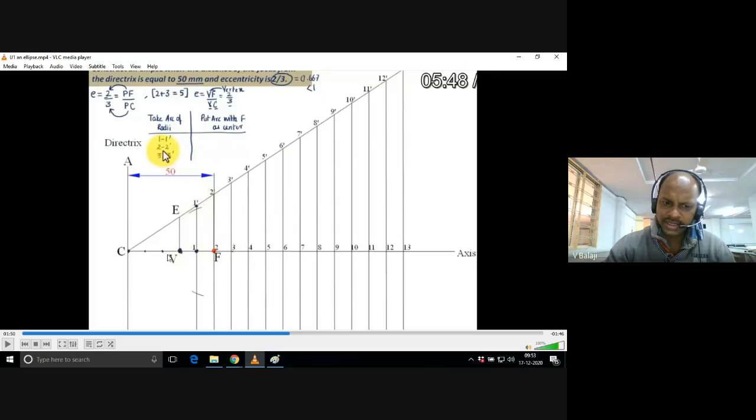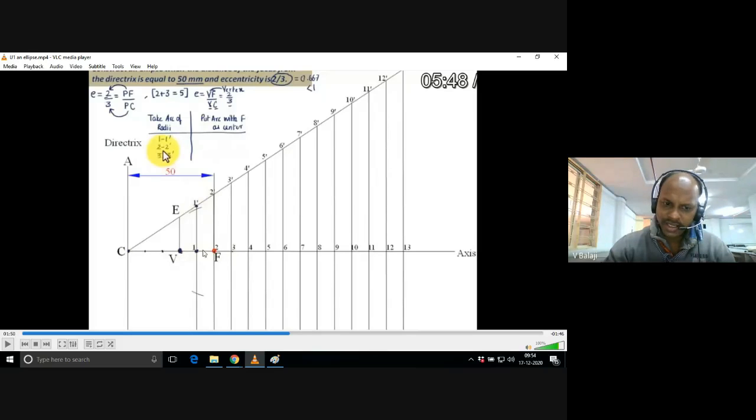While locating the vertex, here I have taken 2 parts leaving from the focus, but in case of parabola and hyperbola we need to locate the vertex differently. That is the only change, because the eccentricity value need not be 2 by 3 for parabola or hyperbola. It is greater than 1 for hyperbola, at which time 3 by 2 will come. So you need to leave 3 parts from the focus. Then the vertex is shifted to here.